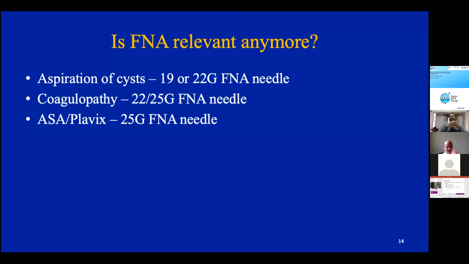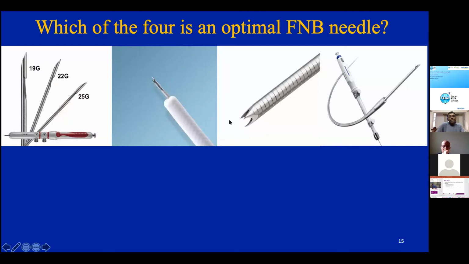If somebody is coagulopathic and you can't stop their aspirin and Plavix because of cardiac risk factors, we think you can use the 22 or 25 gauge FNA needle because the risk of bleeding is low. And in some patients, even if you stop aspirin and Plavix, they remain borderline coagulopathic. And once again, to minimize bleeding, a 25 gauge FNA needle may be a consideration in these patients.